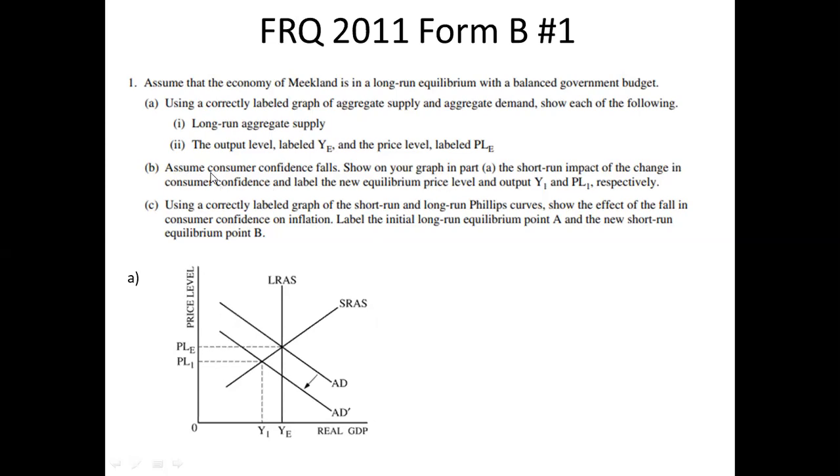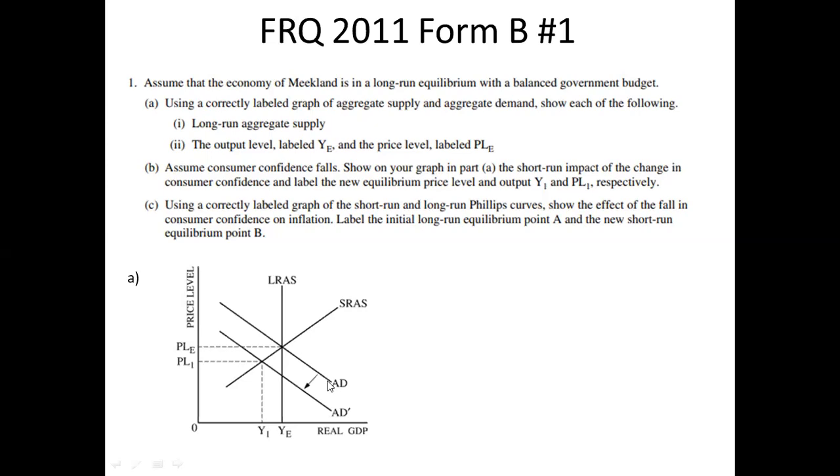Now, assume consumer confidence falls. Show on your graph in part A the short run impact that this has. Consumer confidence falls, meaning consumers are worried about a recession. Consumers are worried that the economy is going to go downward soon. So if you are worried that the economy is going to go downward, what do you do? You stop spending as much. You save your money. Maybe you're worried that you might lose your job. So you stop spending as much, consumer spending falls.